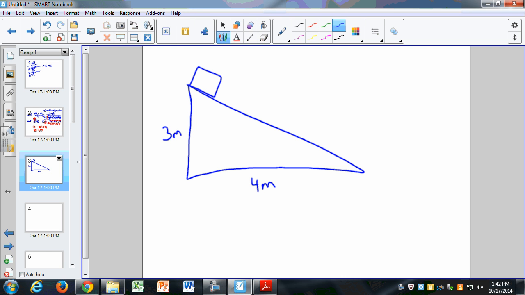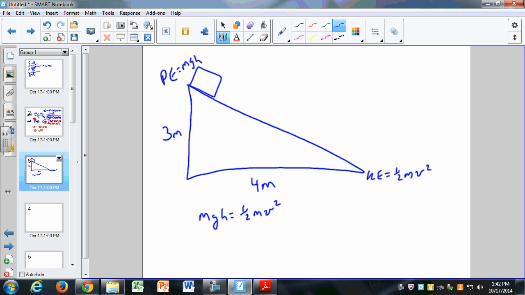If there's no friction, then I can say that the potential energy up here is equal to mgh, and the kinetic energy down here is 1/2 mv squared, right? No kinetic at the top, no potential at the bottom. At the top, v equals 0, so kinetic energy equals 0. At the bottom, h equals 0, so potential energy equals 0. So I just say mgh equals 1/2 mv squared.